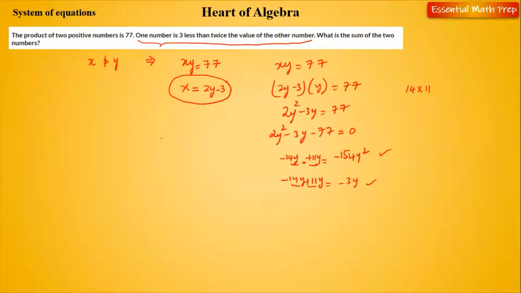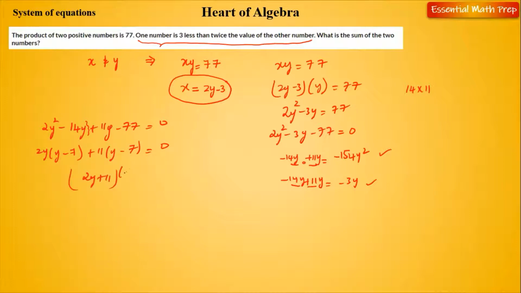So go ahead and substitute this in place of negative 3Y, which gives you negative 14Y plus 11Y minus 77 equals 0. If you split this in two halves, take 2Y as a common factor, it's 2Y minus 7, plus 11 times Y minus 7. So we get 2Y plus 11, Y minus 7 equals 0.